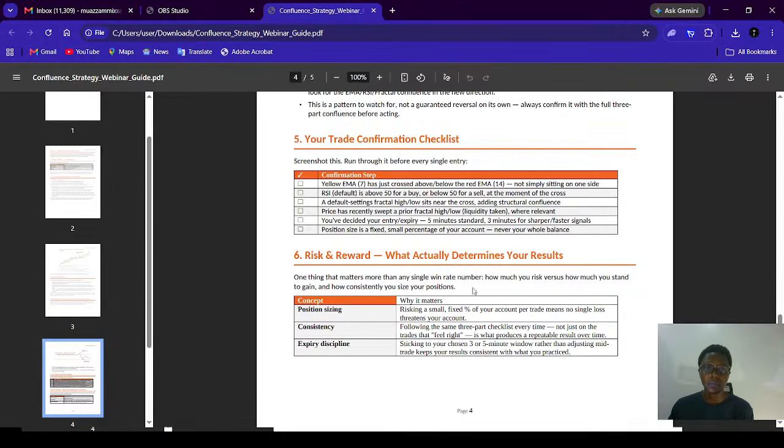So I think now we can get into the chart so that I can show you how to set up your indicators and also look at a trade. So yeah, we're going to switch to the chart.